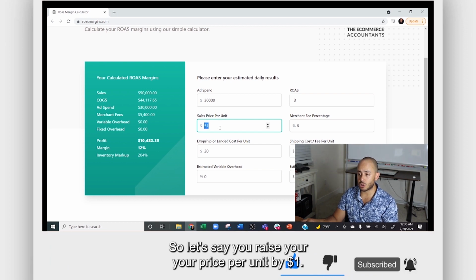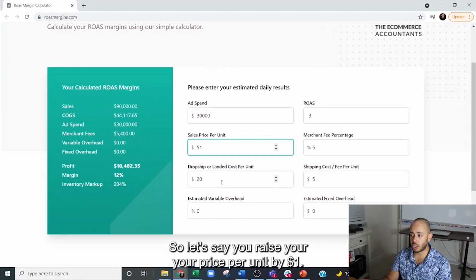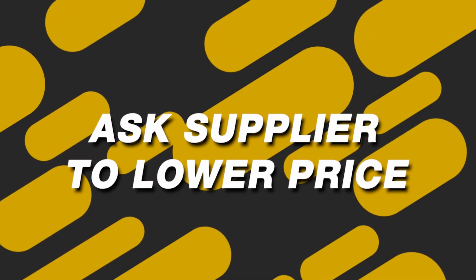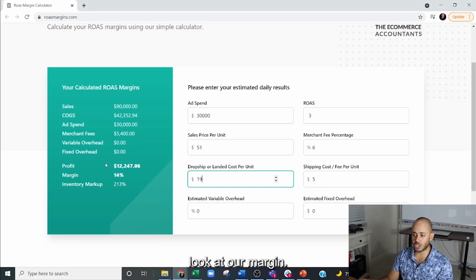So let's say you raise your price per unit by $1. Let's say you go back to your supplier and say, hey, look, we're scaling up. We've done a lot more business now than we have before. Let's drive our price down to $19. Look at our margin now, we're up to 14%.